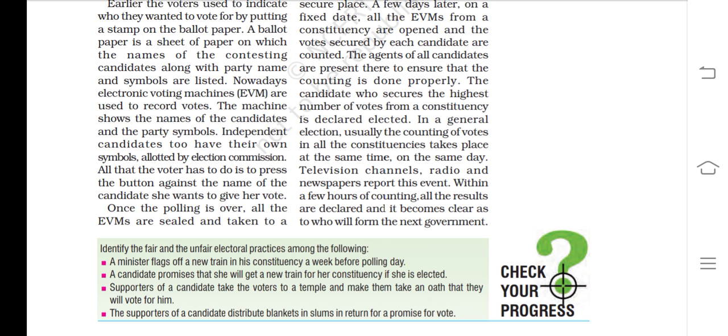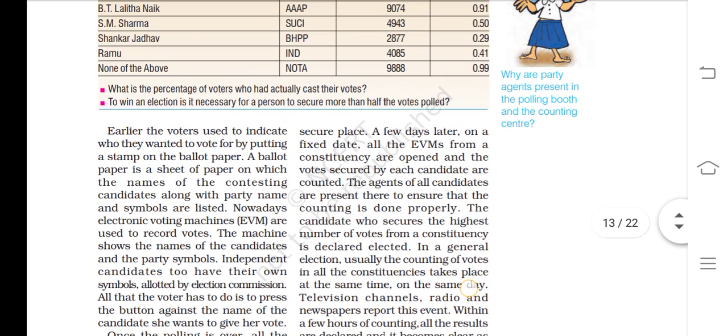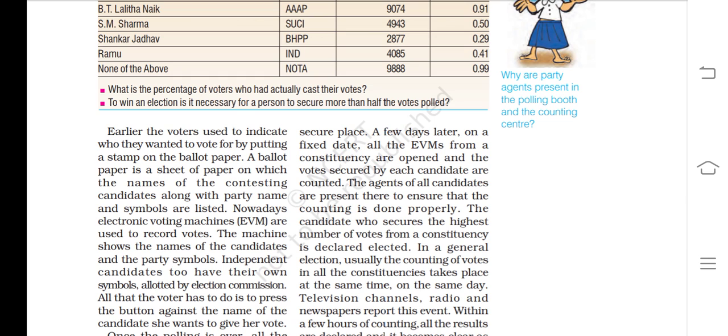Once the polling is over, all the EVMs are sealed and taken to a secure place. A few days later, on a fixed date, all the EVMs from a constituency are opened and the votes secured by each candidate are counted. Means like this, all the EVMs are secured, taken to a safe place, and then they are opened and counted.